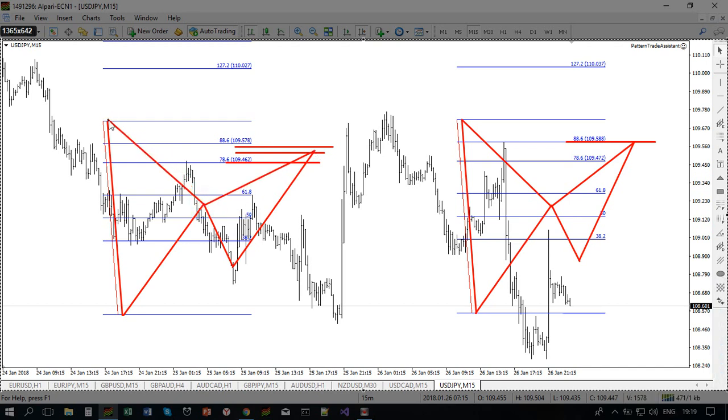Let me complete the pattern. Let us think that the patterns were completed. So the identification is done. Now we know that identifying a harmonic Gartley pattern is a bit more difficult than identifying the advanced formation. This way it is a bad advanced formation. It's much simpler. Okay, how do we trade harmonic patterns?